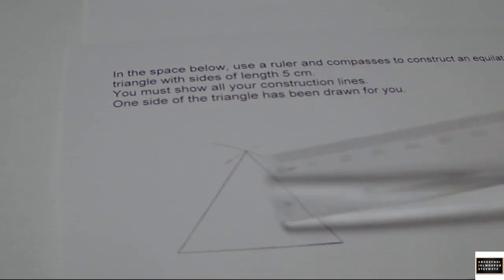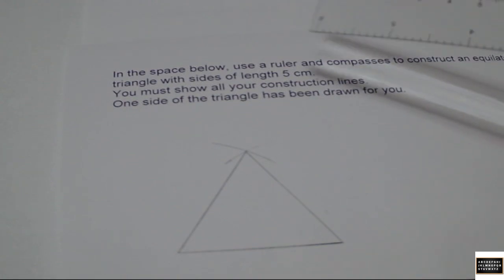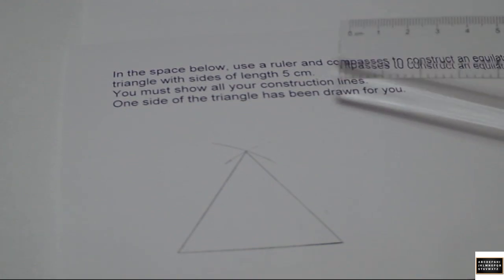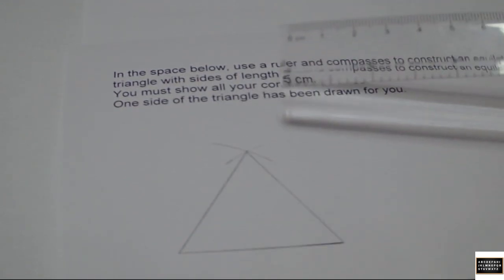The reason why I want to draw attention to this is because they may ask you to draw an angle of 60 degrees without a protractor. So if they ask you to construct an angle of 60 degrees, obviously the way to do that is to draw an equilateral triangle, because we know that all the angles inside of an equilateral triangle are 60 degrees.